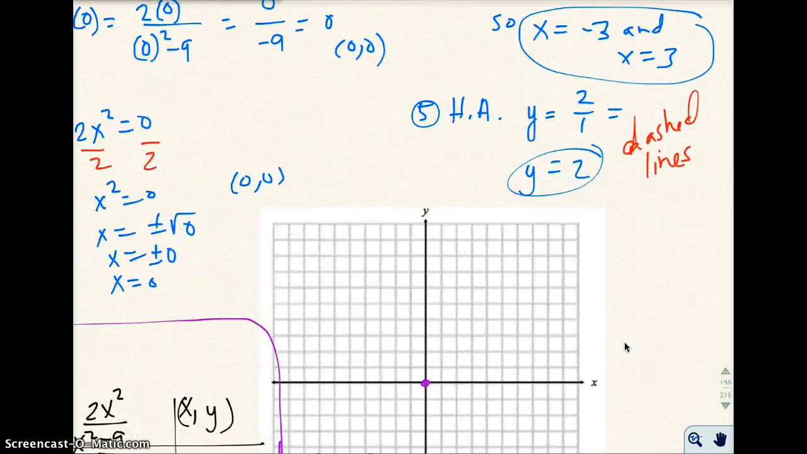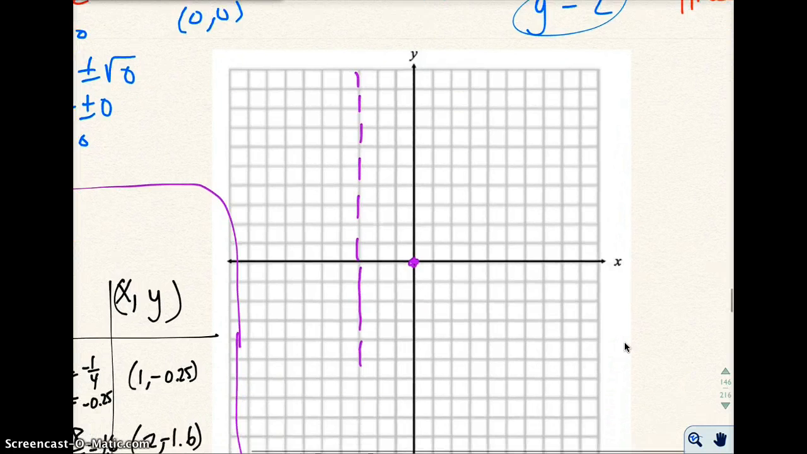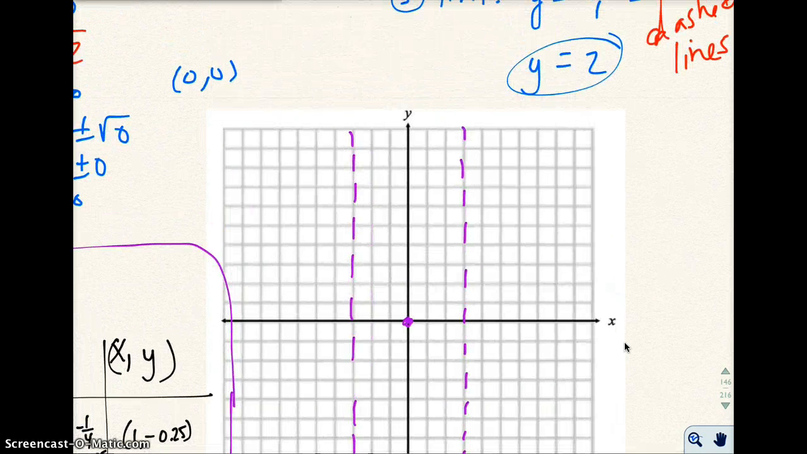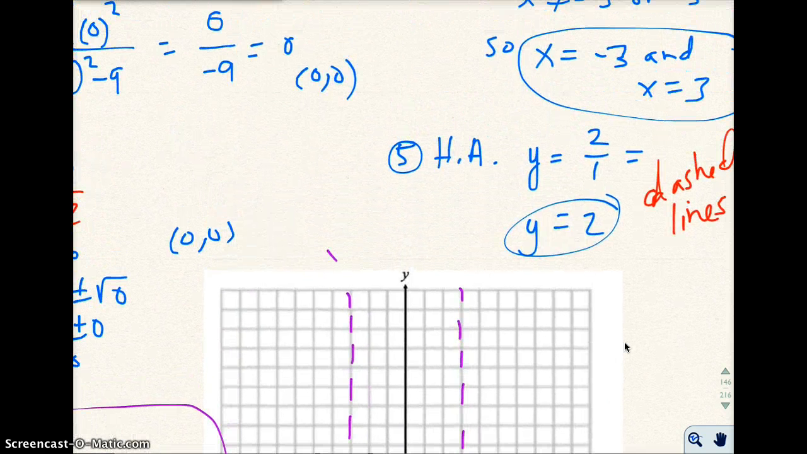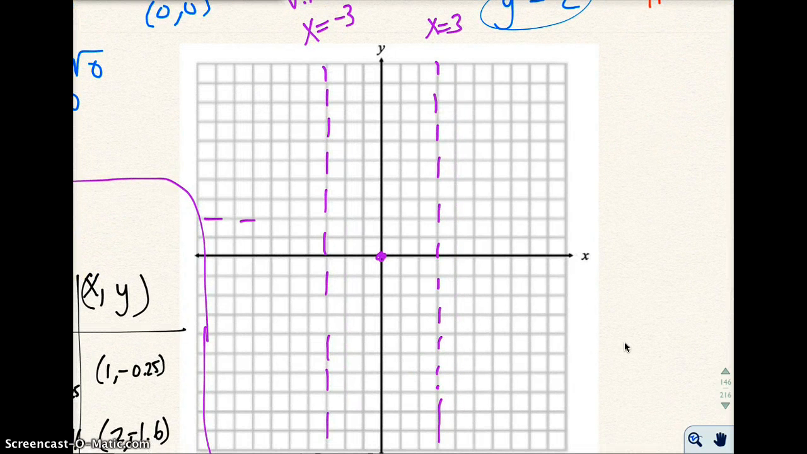I have x equals negative 3 with a dashed line. And x equals 3 as my vertical asymptote, x equals negative 3 and x equals 3. These are my vertical asymptotes. The horizontal asymptote is y equals 2.